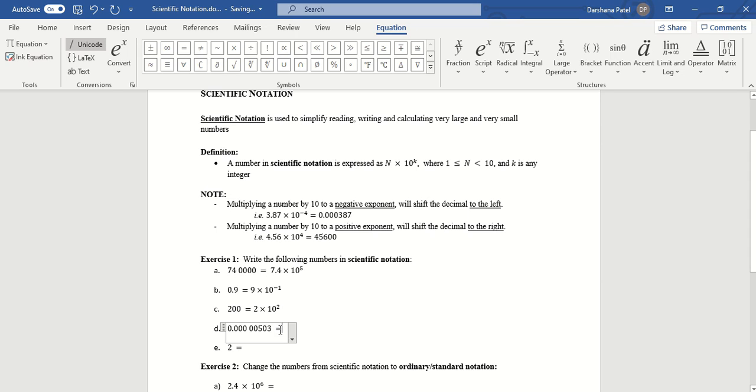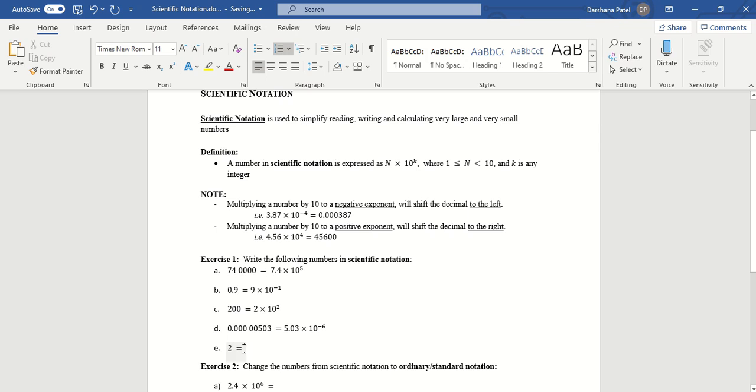For D then, moving it 1, 2, 3, 4, 5, 6 places. How do I know to stop there? Because I now get 5.03, which is between 1 and 10, times 10. Again, because it's a 0.000, I will get a negative exponent, and in our case, to the negative 6.